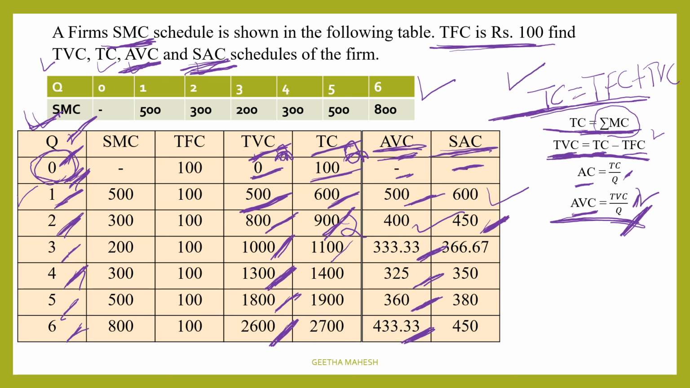In this way you can calculate all the values. 1100 divided by 3 is 366.67. Then 1400 divided by 4 you will get 350. Then 1900 divided by 5 you will get 380. Then 2700 divided by 6 you will get 450.